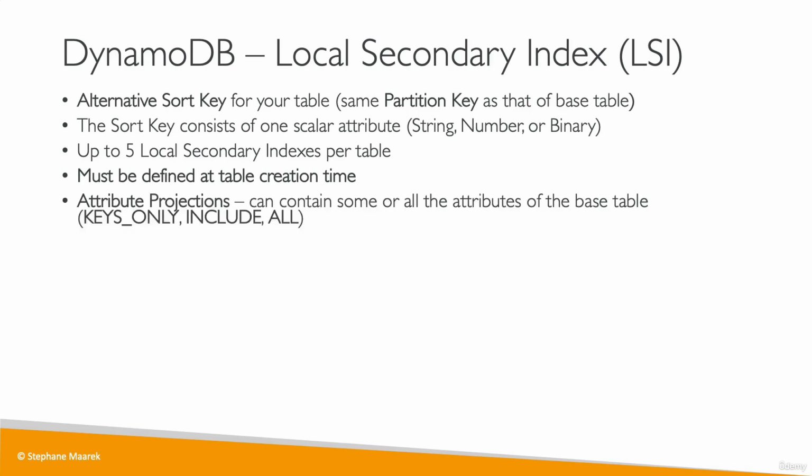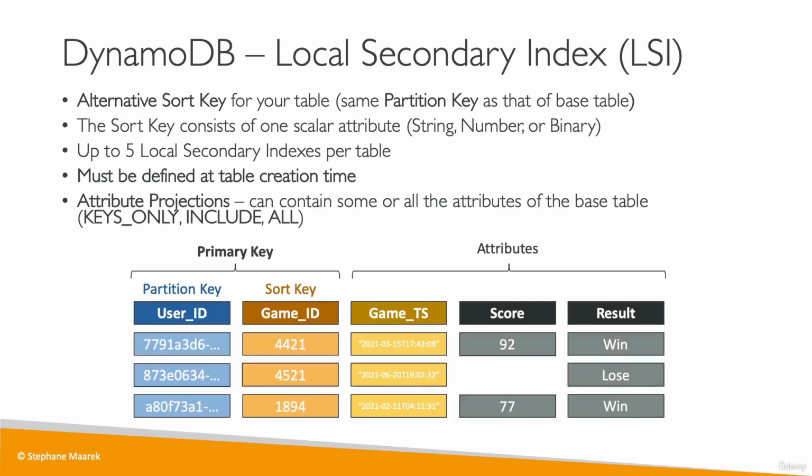Next, on your LSI, you can have some or all attributes from your main table. So it's up to you to choose in your LSI if you want to only have maybe one specific attribute because this is what you're trying to query for. So if we take an example here, this is our table, which has user ID, game timestamp, score, and results, okay? And right now we can do queries on user ID and game ID very simply, but we cannot do a query on user ID and game timestamp. For this, we need to do a scan and then do some client-side filtering.